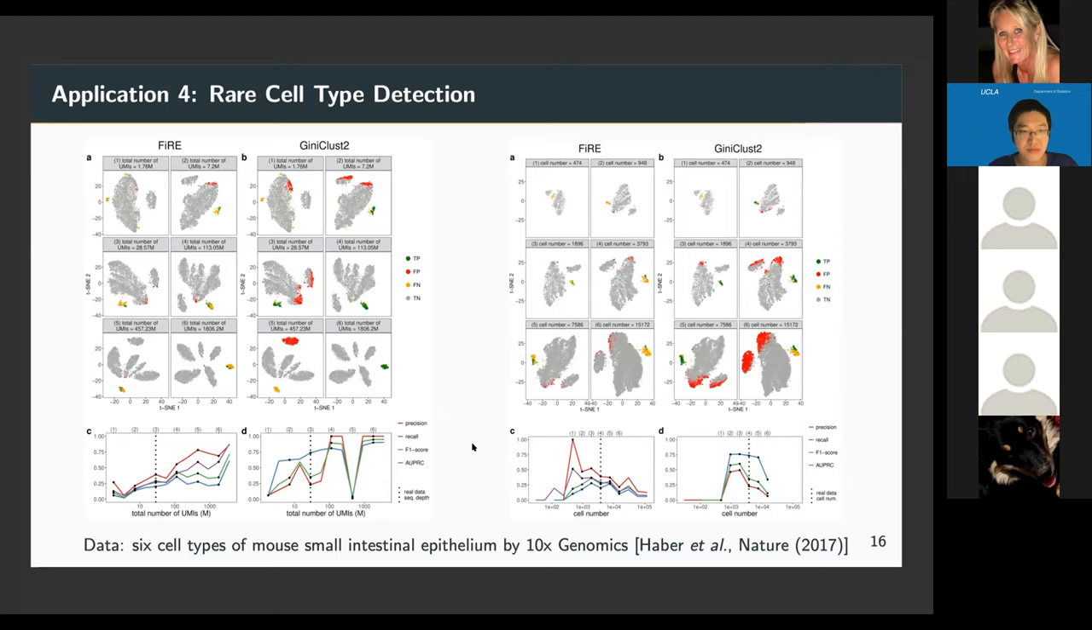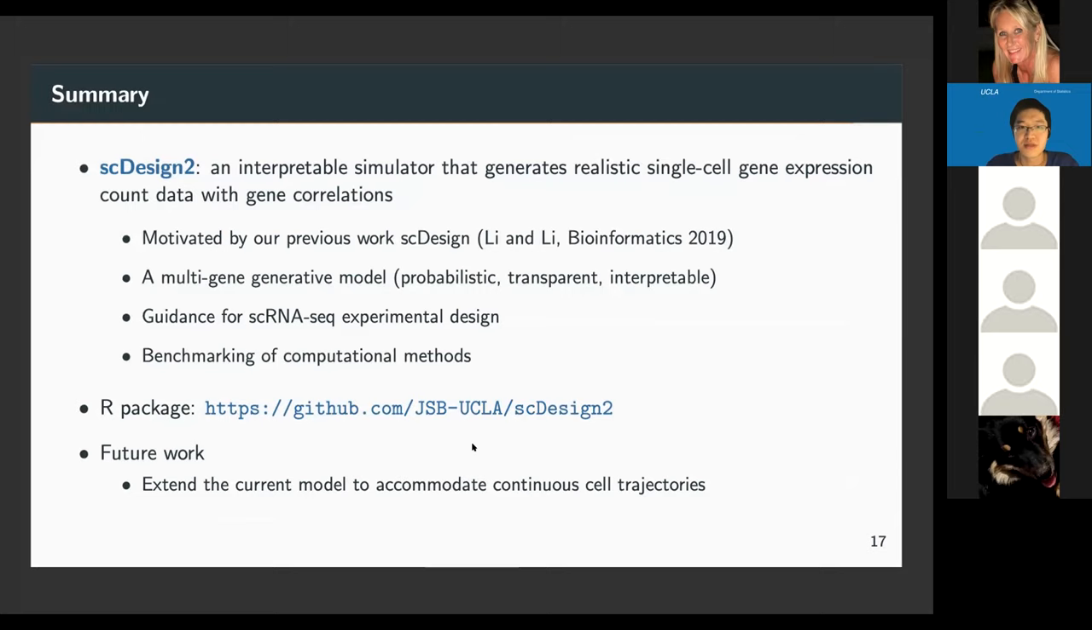Okay, so here is a brief summary. ICDN2 is an interpretable simulator that can generate realistic single-cell gene expression count data with gene correlations. This is motivated by our previous work, assay design. Here we have a multi-gene generative model. It's probabilistic, transparent, and interpretable. And it can be used for guidance for scRNA-seq experimental design and used to benchmark computational methods. And we have our package, this is the link there.